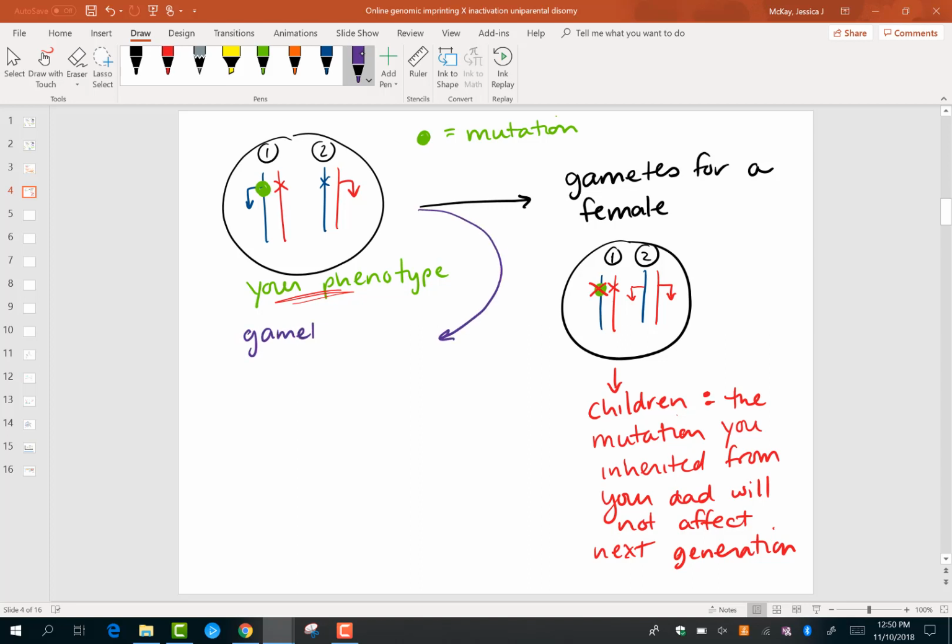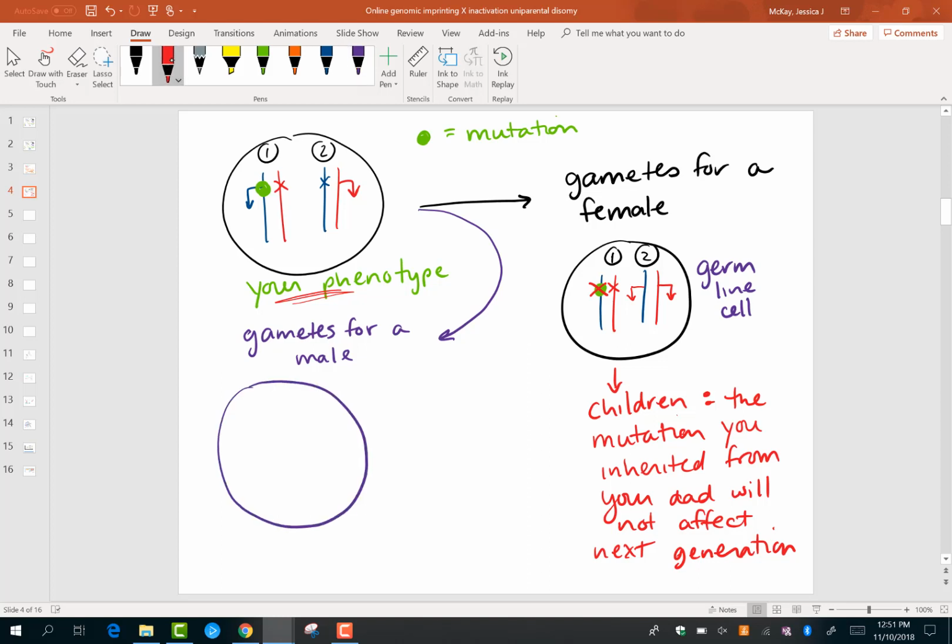Gametes for a male, okay, so this is in your germline cells, the gamete producing. Let's draw this. So we have mom chromosome, dad chromosome, chromosome 1, chromosome 2, mutation. So for chromosome 2, it's a paternal imprint, so both of these genes are off. I mean, these genes on both chromosome 2s are off.